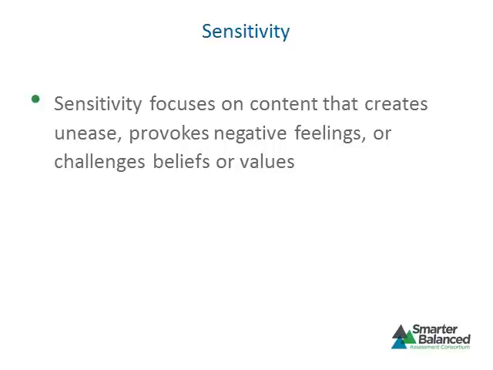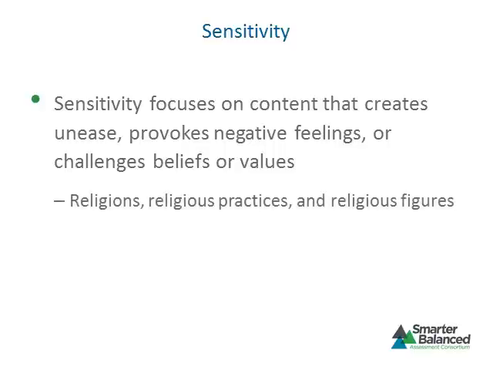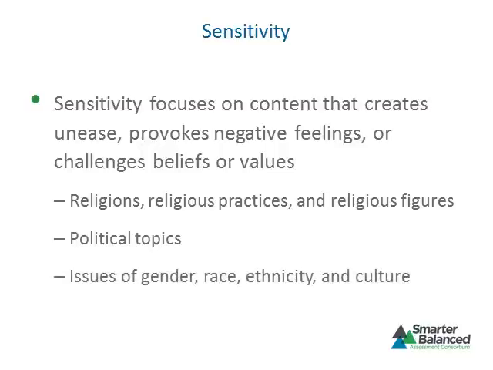Topics that may raise issues of sensitivity include religions, religious practices, and religious figures; political topics such as party affiliations, abortion, school prayer, and the teaching of evolution; and issues of gender, race, and ethnicity, such as same-sex marriage, immigration, and cultural customs. Avoiding content that may raise issues of bias and sensitivity is an important part of universal design and helps to expand the number of students for whom an item or performance task is able to access the knowledge, skill, or ability that is the target of assessment.